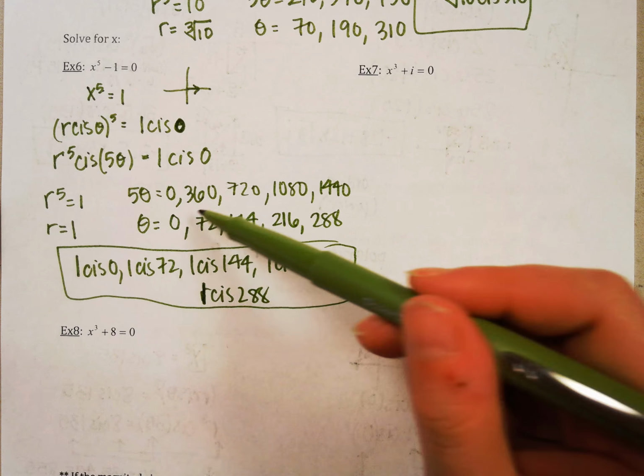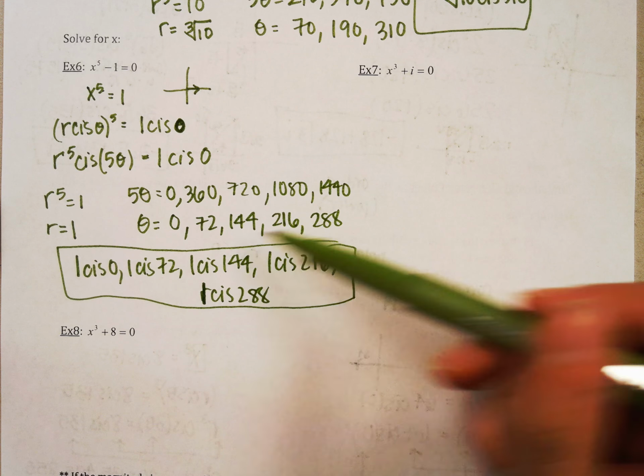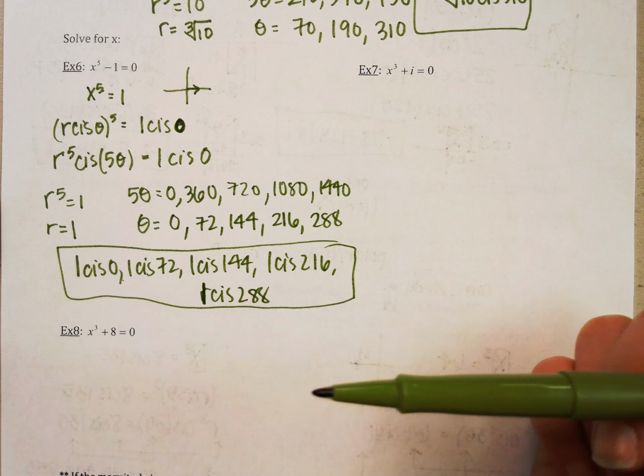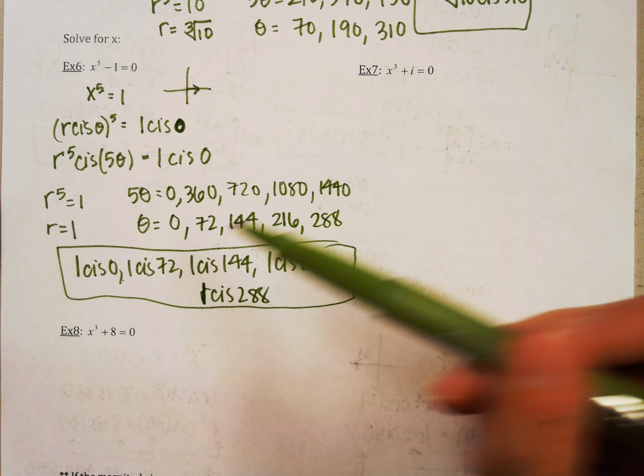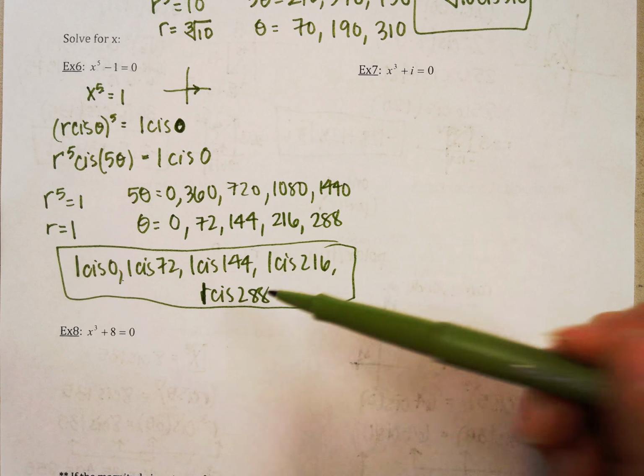So if you forgot that you needed the coterminal angles, you'll probably remember really quick when you only end up with 1 solution. You should have 5. So make sure that you go back and count.